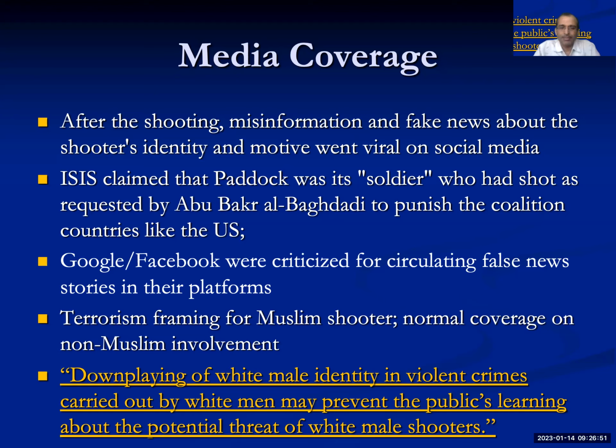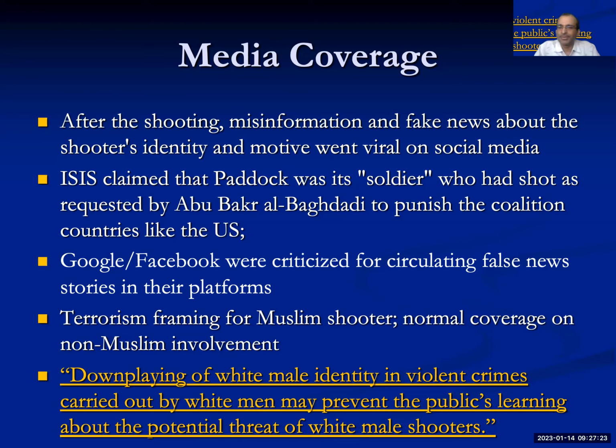And at the same time, Google and Facebook also circulated the misinformation and rumors, and they were criticized later for how Google and Facebook promoted misinformation, the unauthentic information, because it was under investigation and the police were trying to find out the connection between this person, the perpetrator, and any link to an extremist group, but nothing was found.